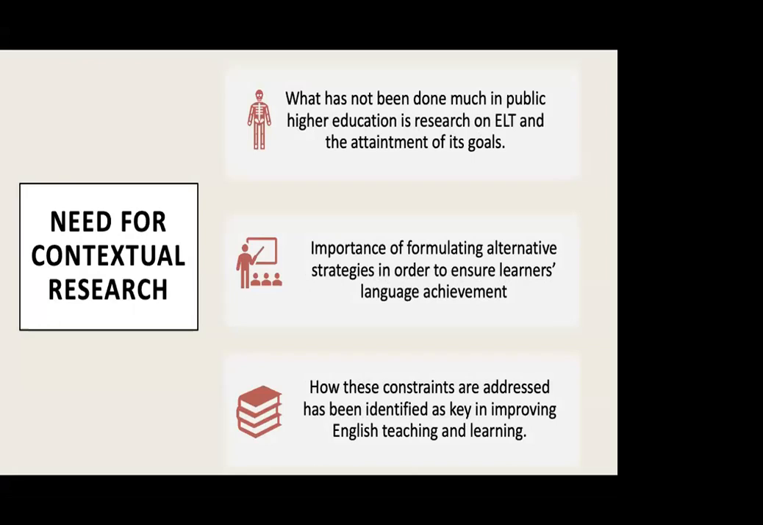Based on this, there is a need for contextual research. What has not been done much in public higher education institutions is research on ELT and the attainment of its goals. This evidence highlights the importance of formulating alternative strategies in order to ensure learners' language achievement. How these constraints are addressed has been identified as key in improving English teaching and learning.